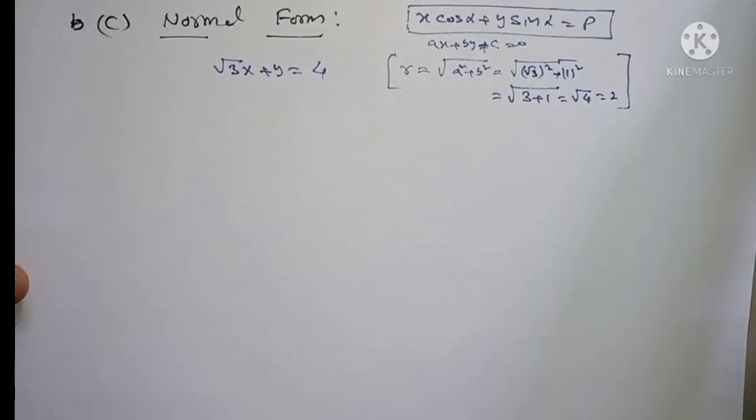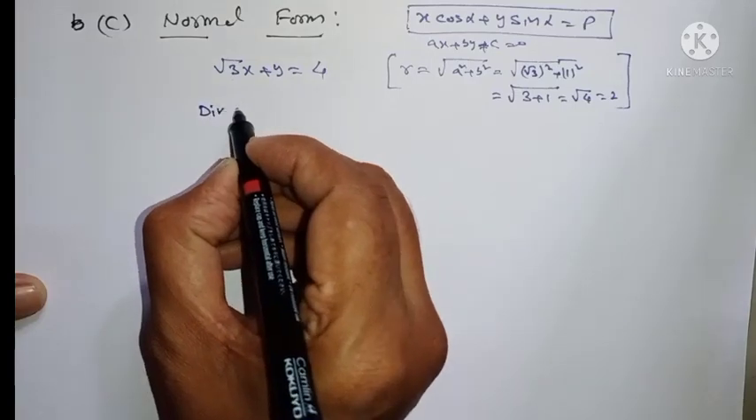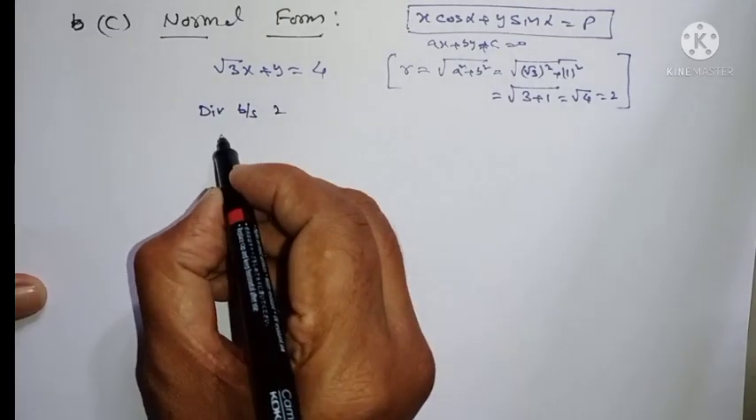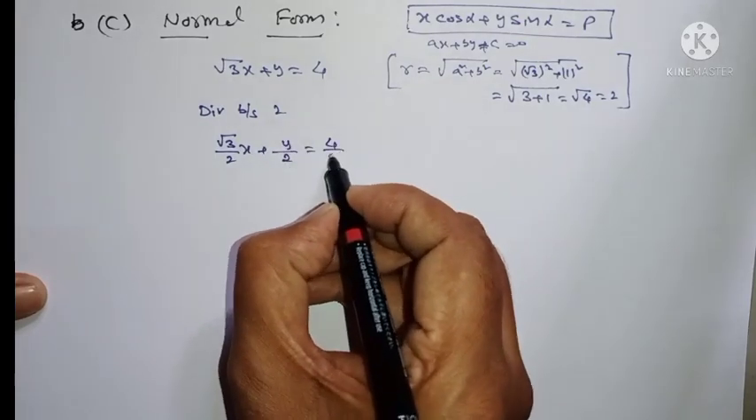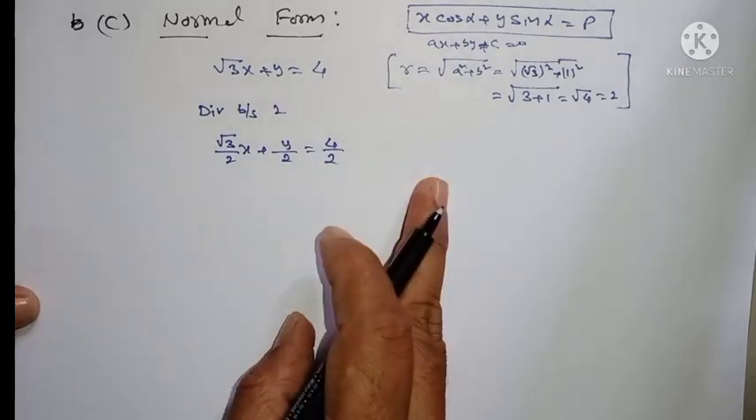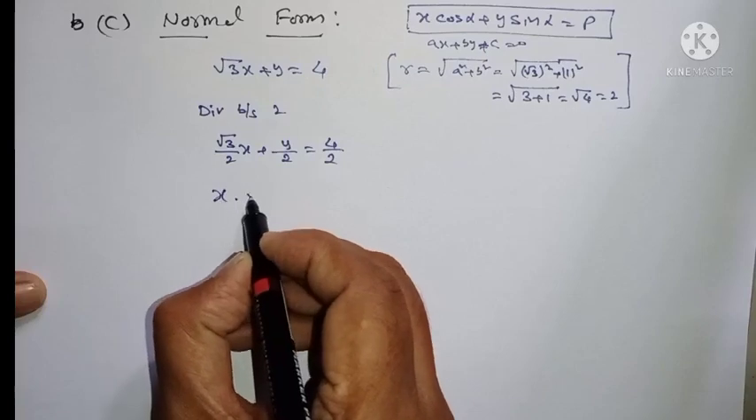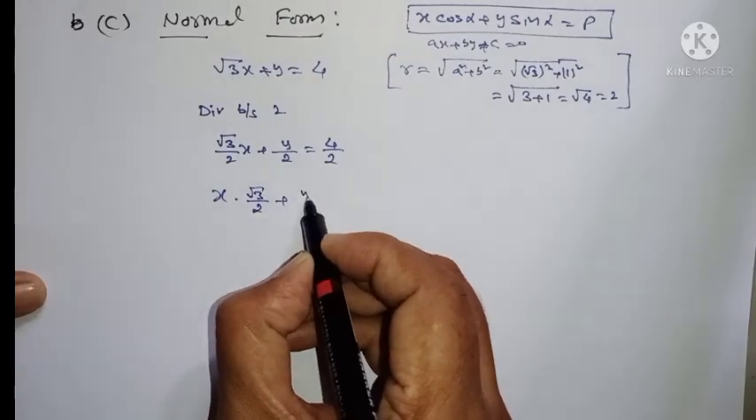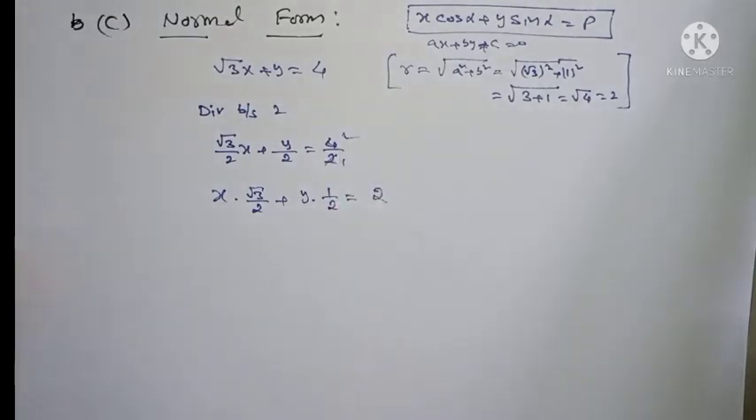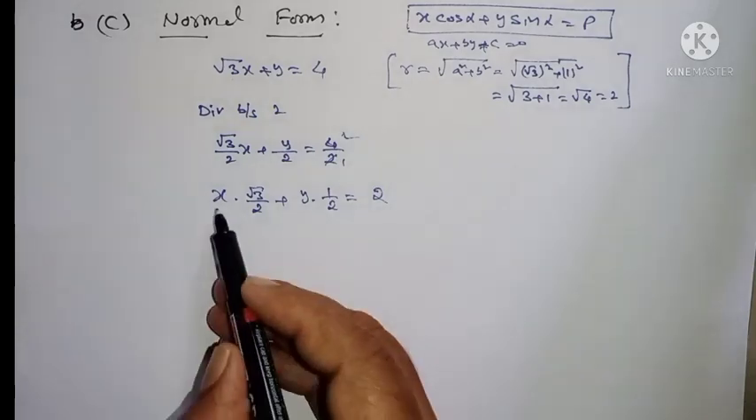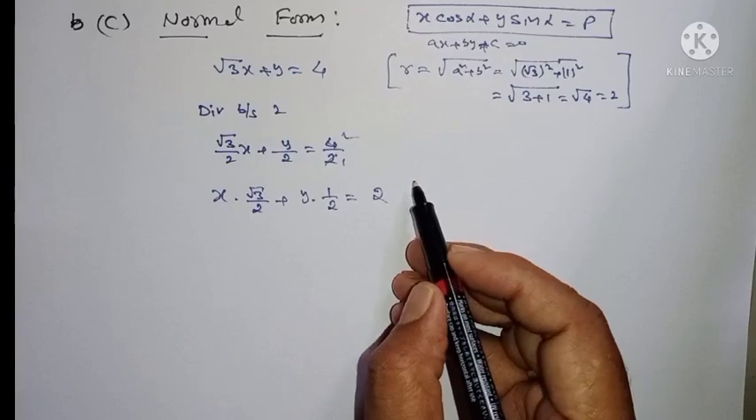Therefore you divide this value on both sides. What happens? That is dividing both sides by 2. Therefore root 3 by 2 x plus y by 2 is equal to 4 by 2. This is the first step, dividing by 2 only. Therefore this can be written as x into root 3 by 2, y into 1 by 2 is equal to 2. Okay, you got here the form of x cos alpha plus y sin alpha is equal to p only. P you are getting as 2 only.